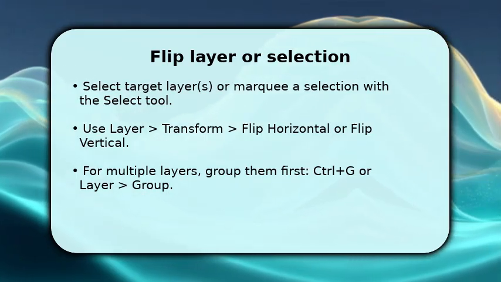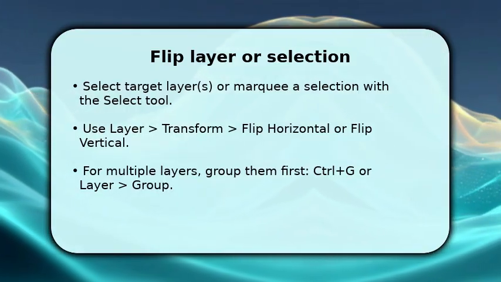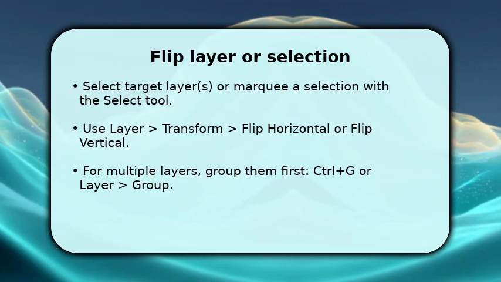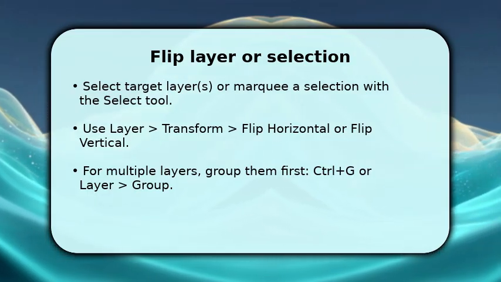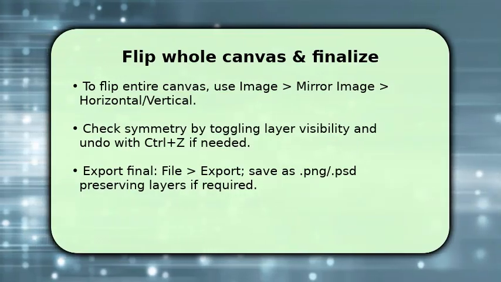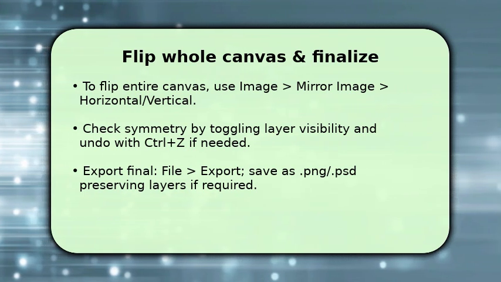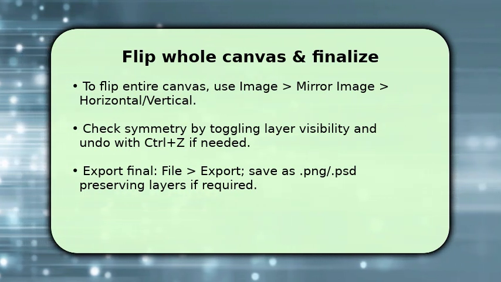If you need precision, use Edit Transform Free Transform to nudge pivot and confirm. Make sure to apply the transform rather than canceling. That commits pixels to your canvas. When you want the entire canvas mirrored, choose Image, Mirror Image, then Horizontal or Vertical. This flips every visible pixel and maintains layer stacking.